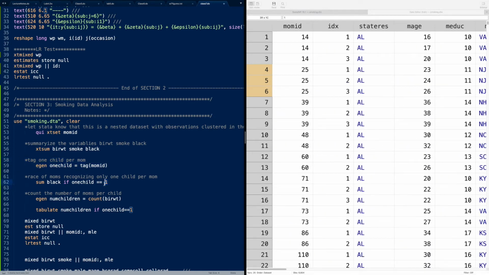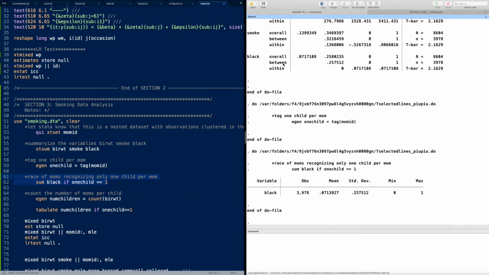So here we're just going to estimate black, and we used the sum function rather than the tab function. We can use the tab function as well. One child equals 1. Sum gives you the proportion. When you sum a dichotomous variable, it gives you the proportion. So 7% of the mothers are black.